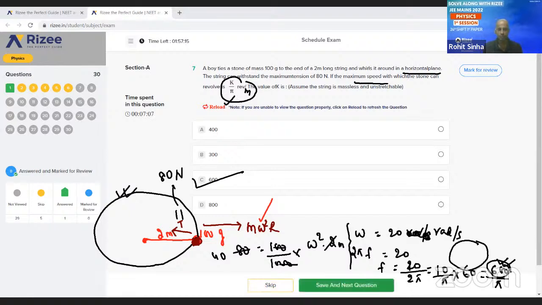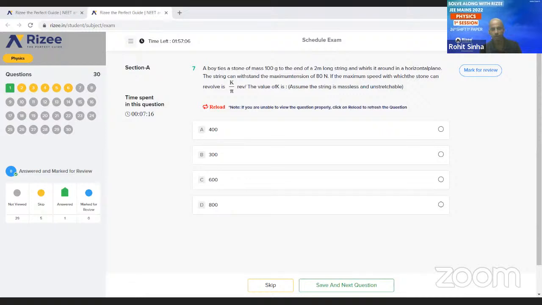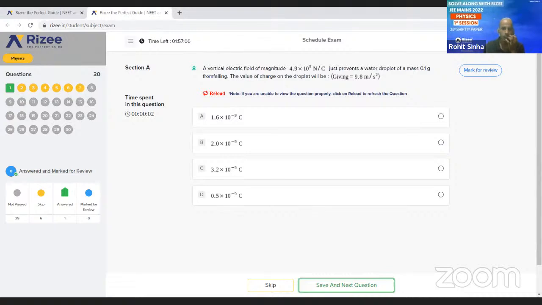So let's move. Now the next question is here. See here. It is given like this: a vertical electric field of magnitude 4 point something, and the value is given, just prevents the water droplet. See here, my dear friends, it is a type of question on Millikan's oil drop experiment, not expected. Millikan oil drop experiment.